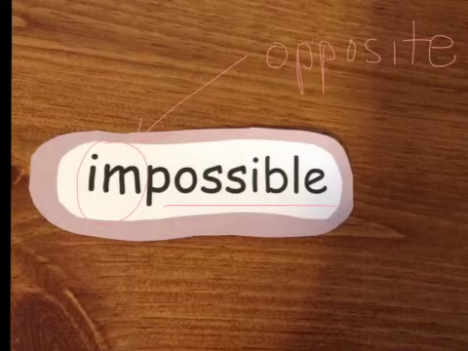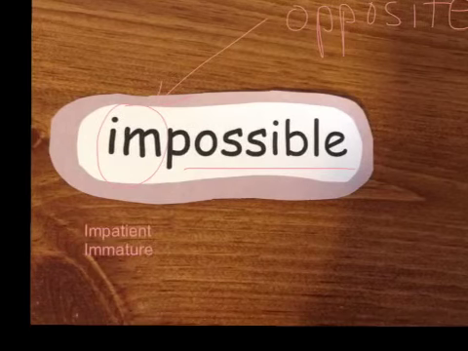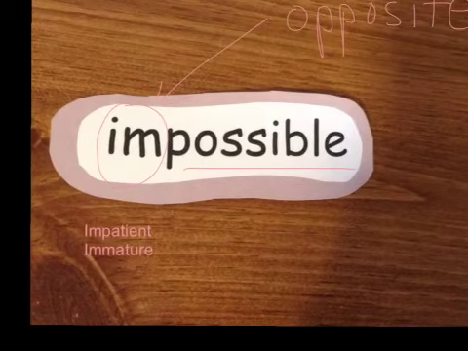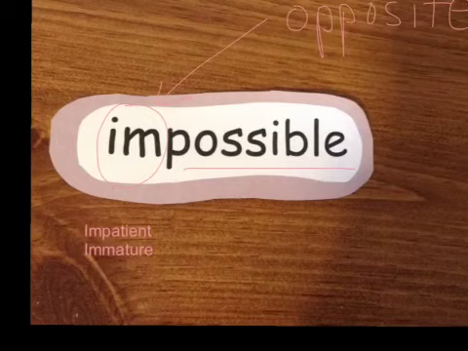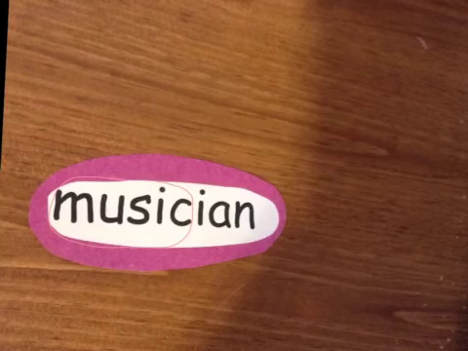Here are 2 more words that I would like you to also write down with your impossible word. Impatient and immature. Circle the prefixes and underline the root words, please. Okay, here's our word musician. The root is music, and the ian means that it's someone who does something. Other words that are like that are magician.